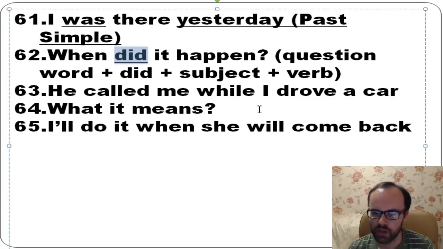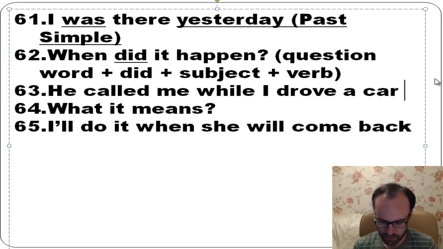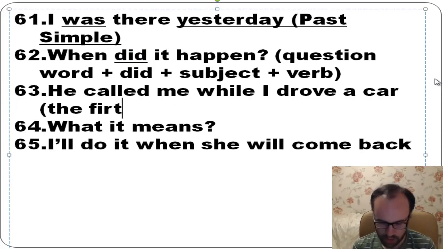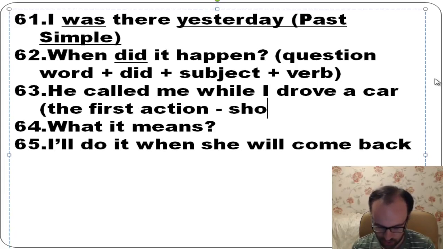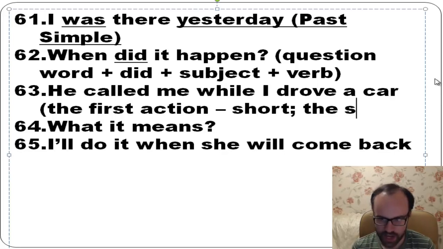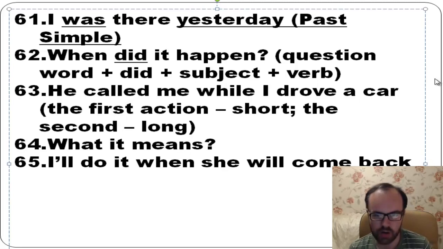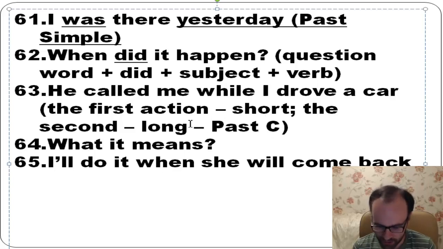He called me while I drove a car, or when I drove a car. The first action is short, and the second action is long. I was driving a car, and then he called me. So it's long, and we use past continuous for long actions.